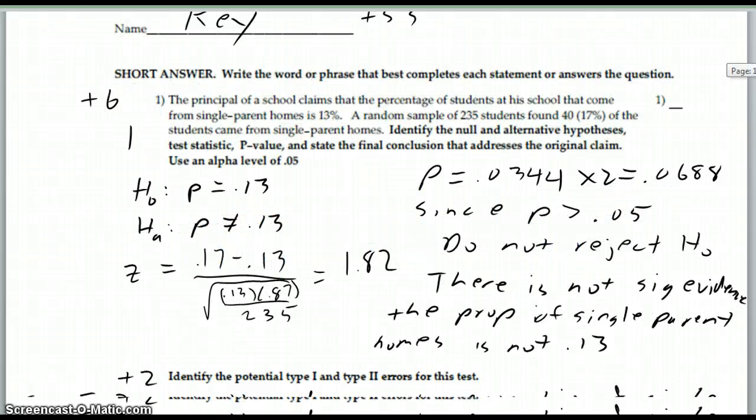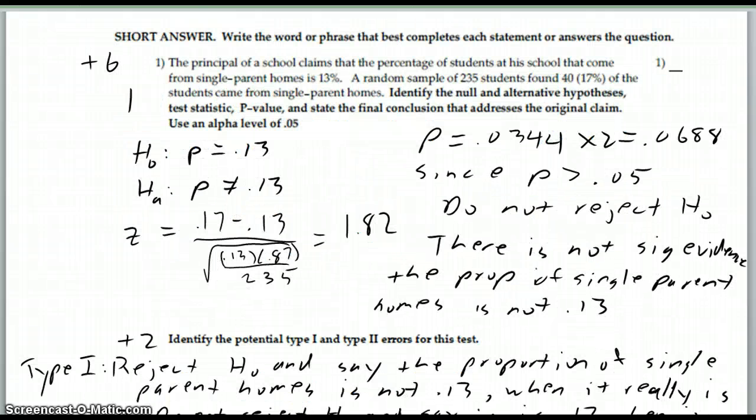So on the first one here, it's a hypothesis test with proportions. They think the proportion is 13%. You're testing the hypothesis to see if it's not 13%. So the null hypothesis is that the population proportion is 13%. The alternative is that it is not. So it's a two-tailed test. The calculator Z statistic here is 1.82.